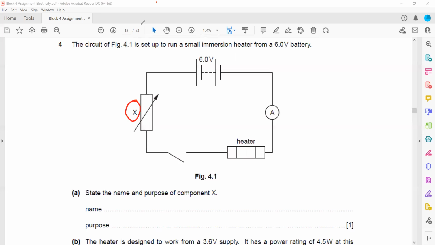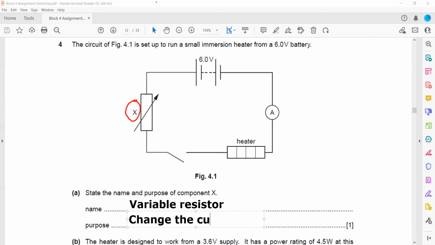This is actually a variable resistor. And what is the purpose of a variable resistor? It is used to change the current or the voltage in the circuit. By changing the resistance, we can use it to change the current or voltage of the circuit.